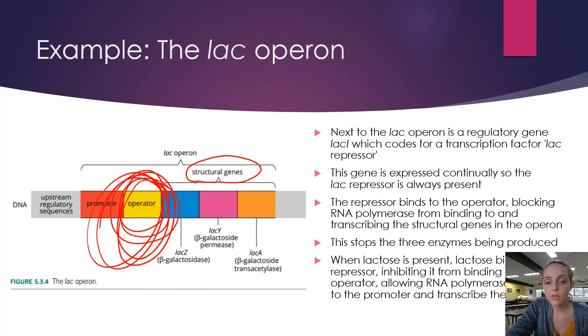So therefore, the RNA polymerase can bind as normal, transcribe the DNA, and then move on to translation where the structural genes are produced. So it's actually that when lactose is present, it stops the repressor from binding. When lactose isn't present, the repressor is bound. So this whole operon is regulated by that LAC repressor being present or not.